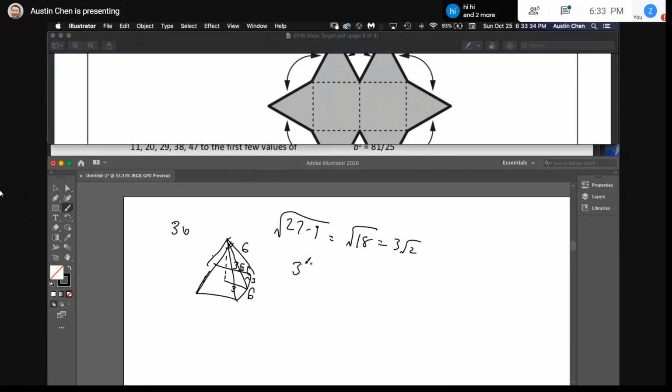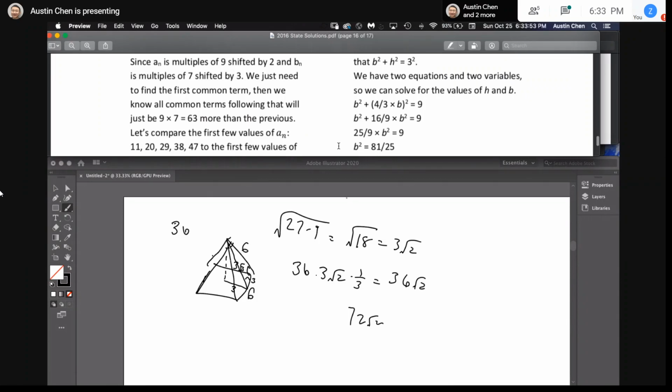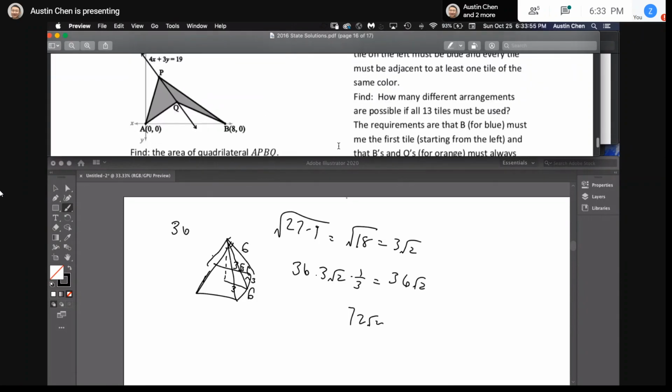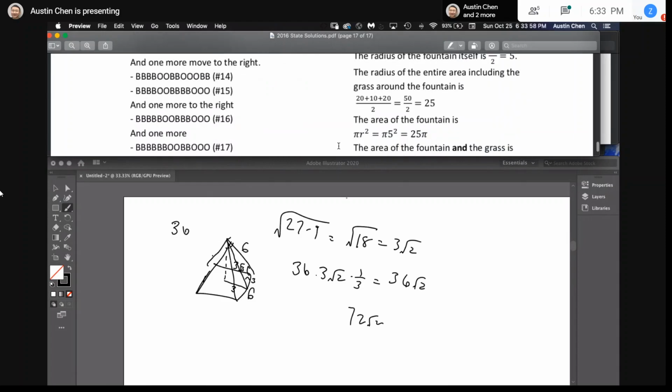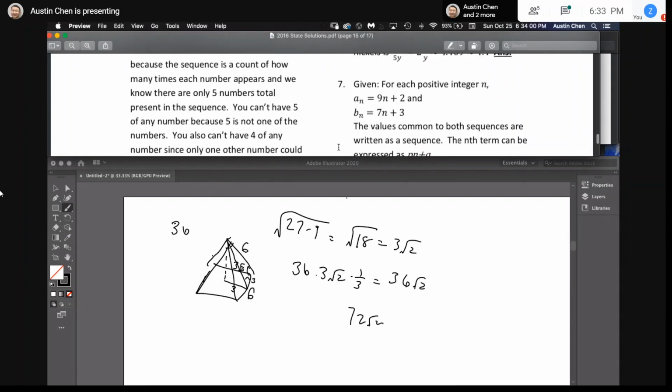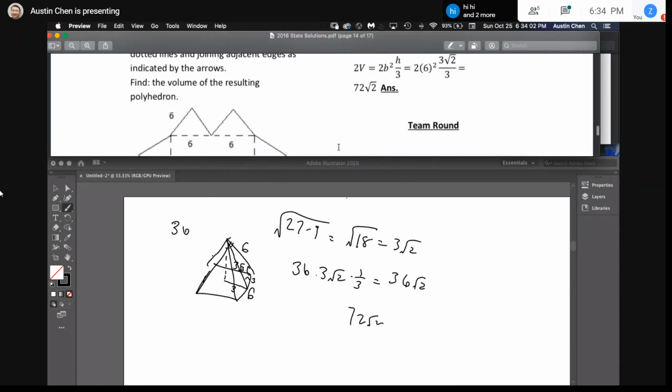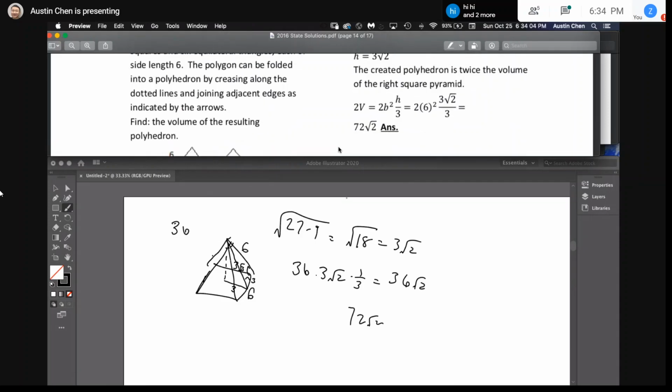So then we just do 36 times 3 root 2 times 1/3, and that's the volume of one of our square pyramids. So this is just 36 root 2, and then we multiply by 2 to get the volume of both pyramids. 72 root 2. That's your answer.